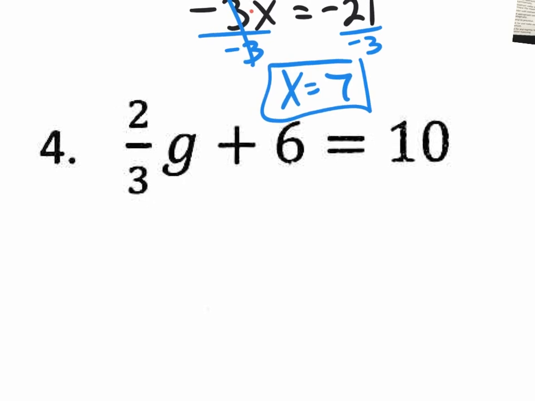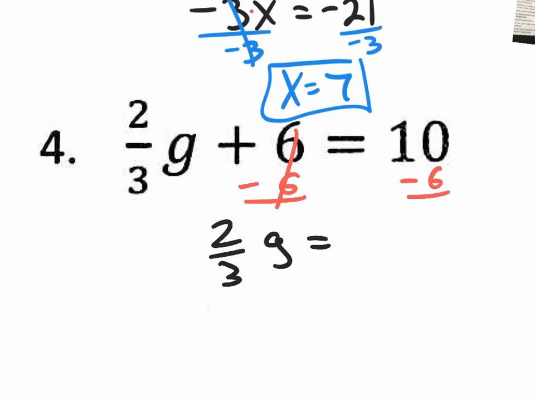Last one. Once again, we want g by itself, so what do I get rid of first? Subtract 6. So get rid of that 6 by doing the opposite. What you do to one side, you do to the other side. Rewrite what you have. 2/3 g equals 4. Now what does 2/3 actually mean? It means 2 divided by 3.